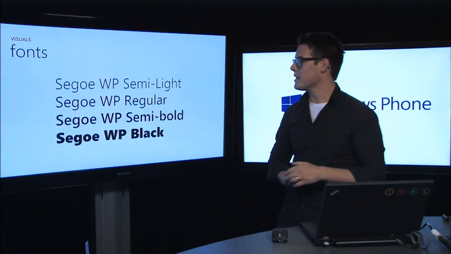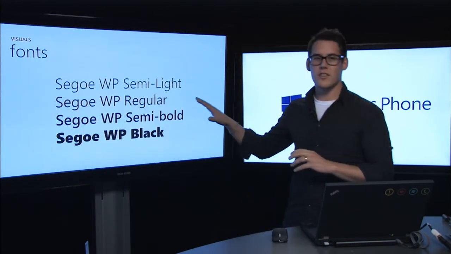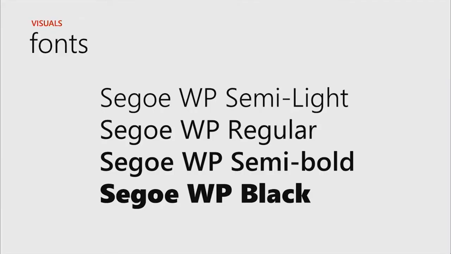Next, fonts. These are the default canned fonts that come on Windows Phone. If you've been working on Windows Phone for any amount of time, you've probably heard of Segoe WP. Segoe WP is our font. It comes in 5 basic font weights. We've got semi-light, regular, semi-bold, black, as well as light that I don't have listed up there.